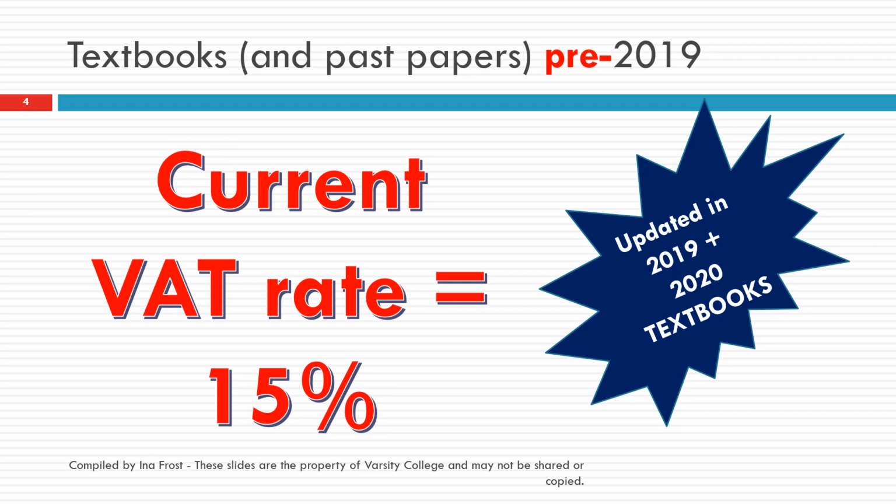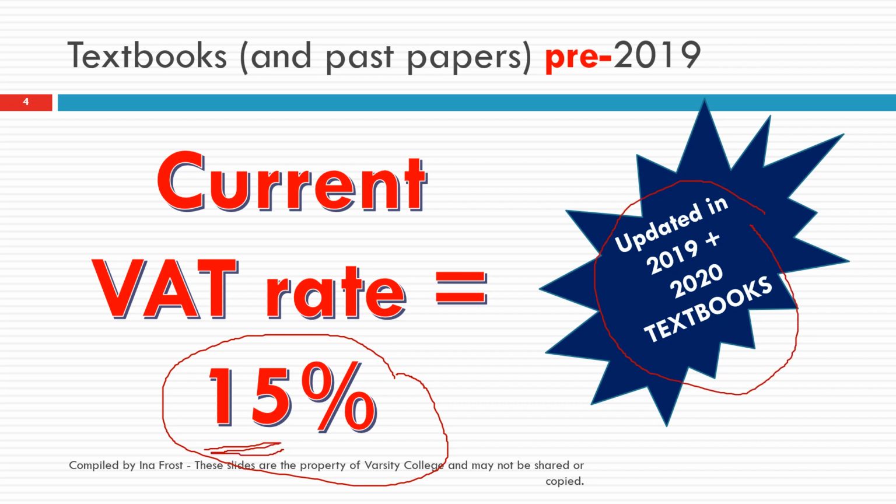The current South African VAT rate is 15%. So in the assessments, we won't always tell you what the VAT rate is because it is assumed that you will know the current South African VAT rate is 15%. If you are using older versions of our textbook, or if you are doing past paper questions, you may still find that the VAT rate is given as 14%. But just remember to update either your textbook or the past paper questions to the new South African VAT rate of 15%.